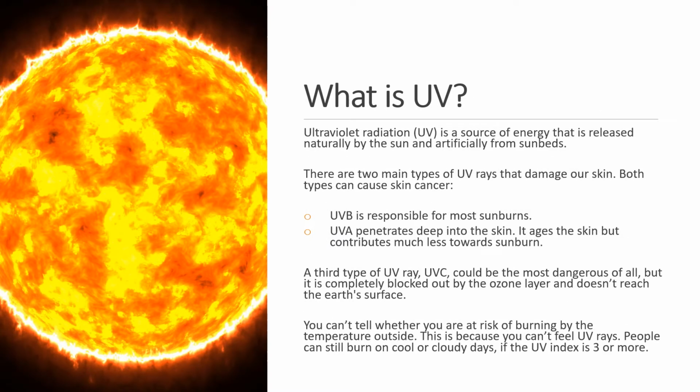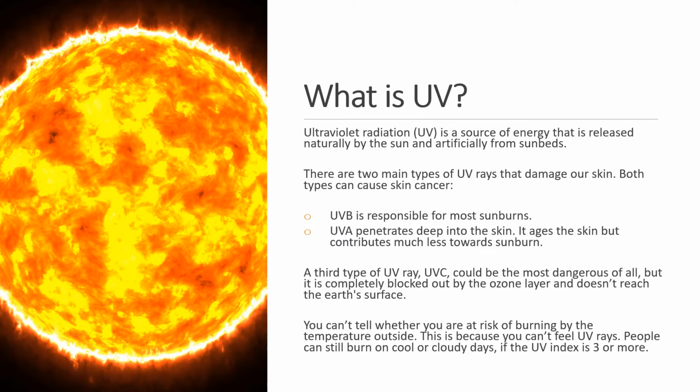So what is UV? Ultraviolet radiation, or UV, is a source of energy that is released naturally by the sun and artificially from sunbeds. There are two main types of UV rays that can damage our skin. Both types can cause skin cancer. UVB is responsible for most sunburns. UVA penetrates deep into the skin. It ages the skin, but contributes much less towards sunburn.